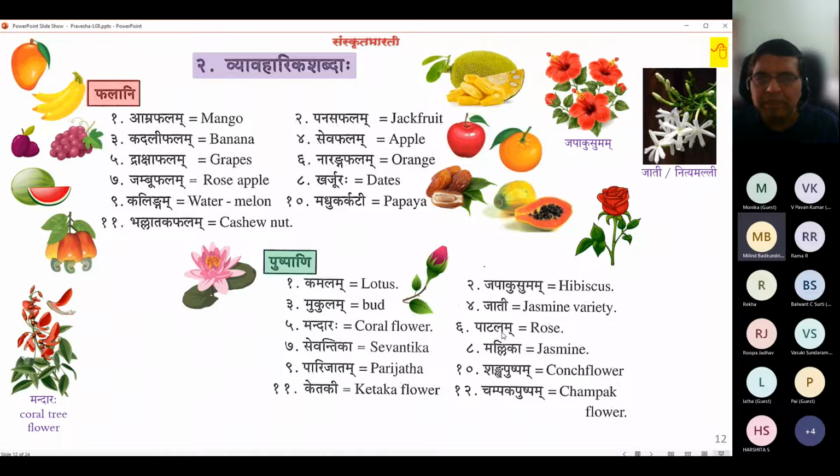Sir, one question. Yes, Varya. This Mukulam is a bud, so can we say Kamalasya Mukulam, something like that? Mukulam Kamalam or Kamalasya Mukulam. Yes. When it is a bud, not yet fully blown.